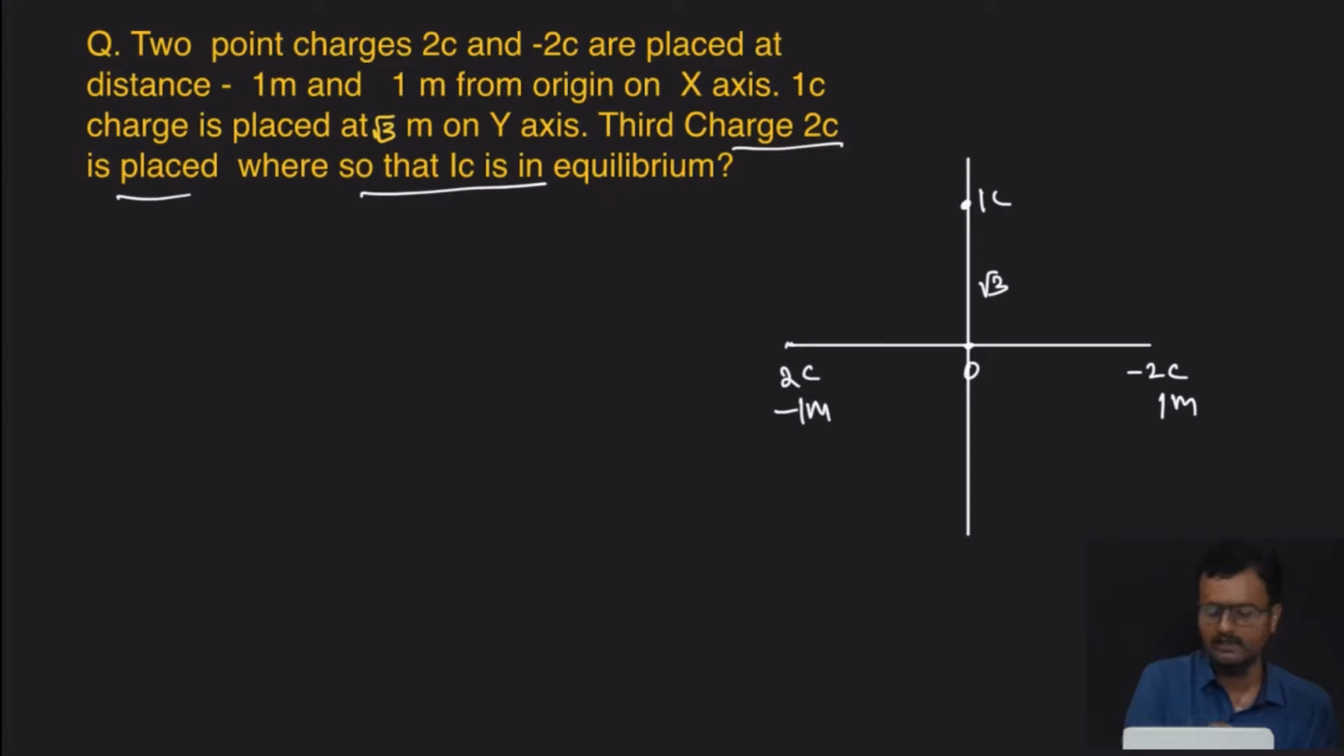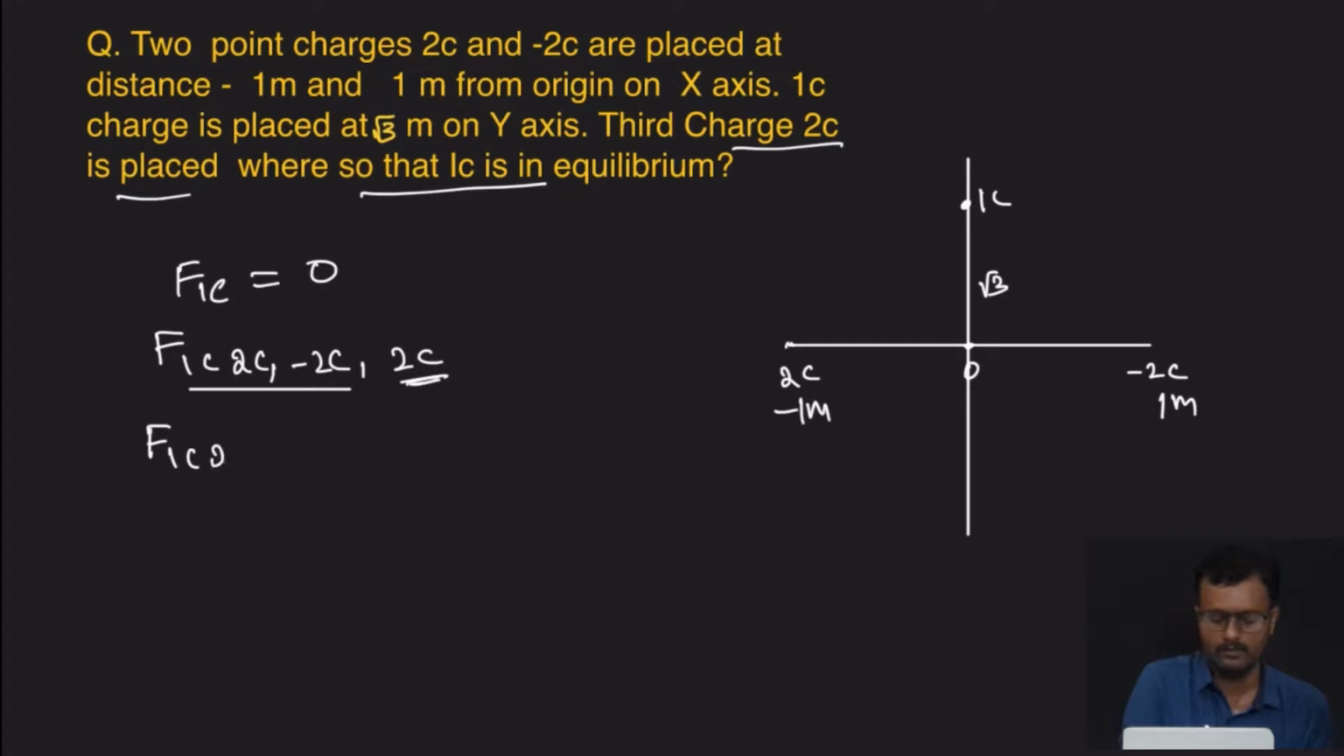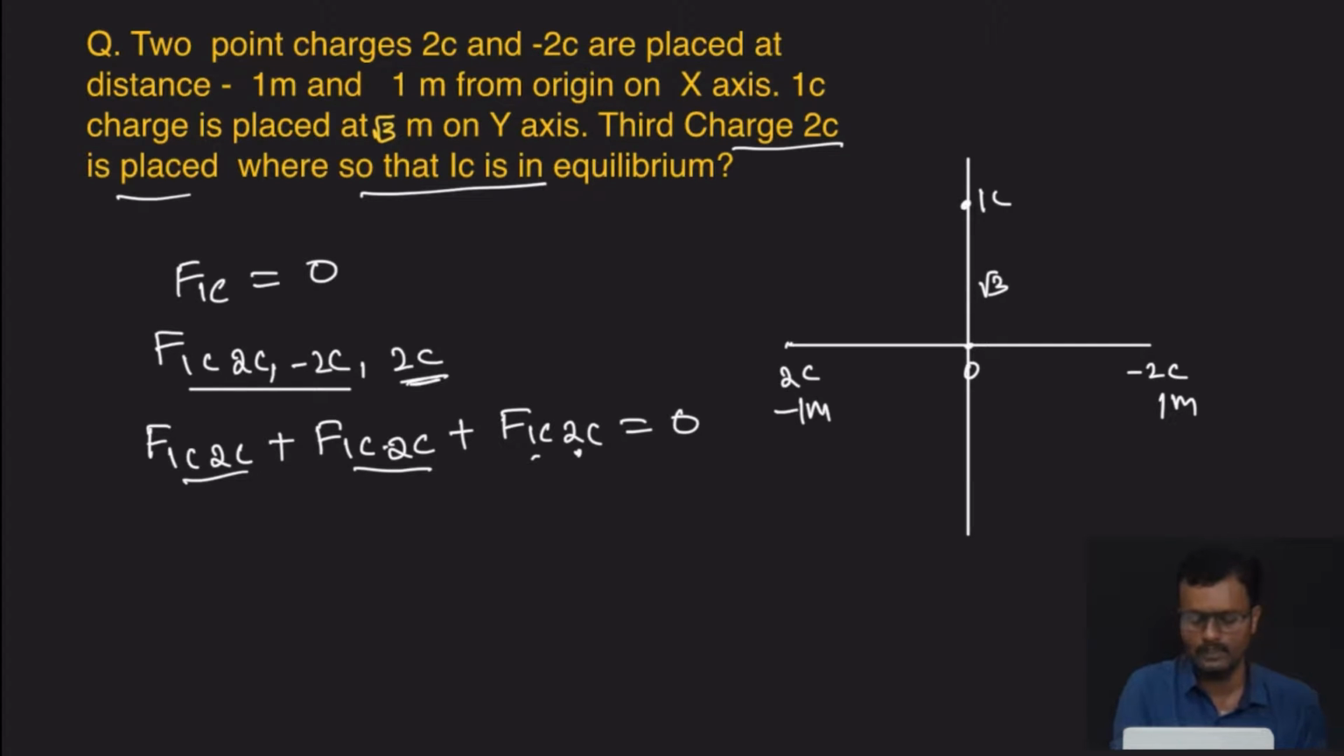1 coulomb in equilibrium means the total force on 1 coulomb should be 0. See here, the 1 coulomb is affected by 2 coulomb, minus 2 coulomb and 2 coulomb. We don't know the exact position of the third 2C, but we know the positions of the others. So the force on 1 coulomb by 2 coulomb, plus the force by minus 2 coulomb, plus the force by the third 2 coulomb should be 0.